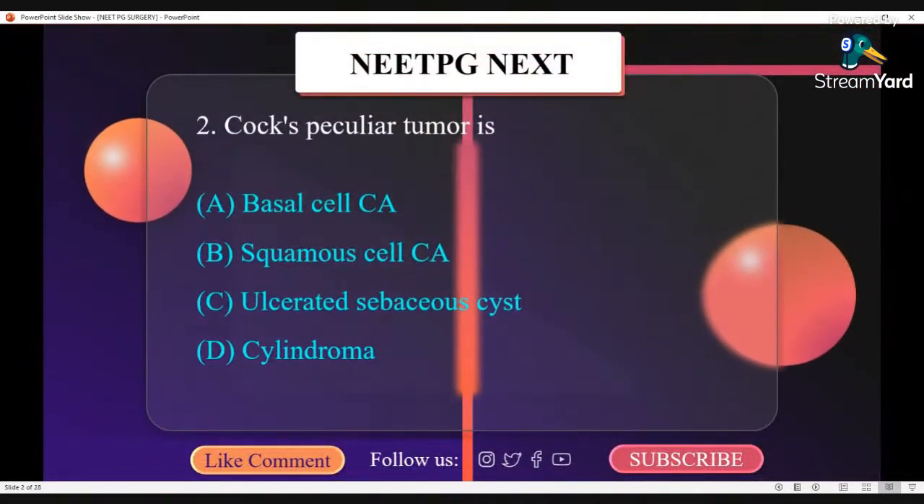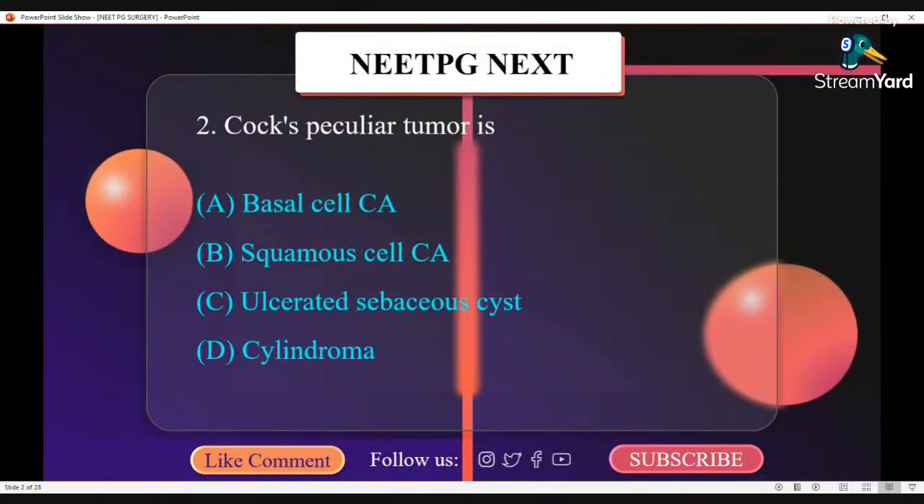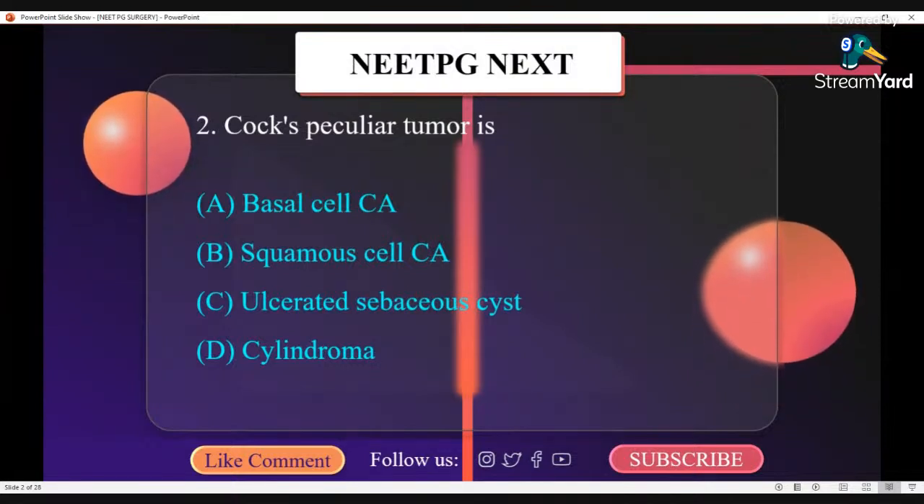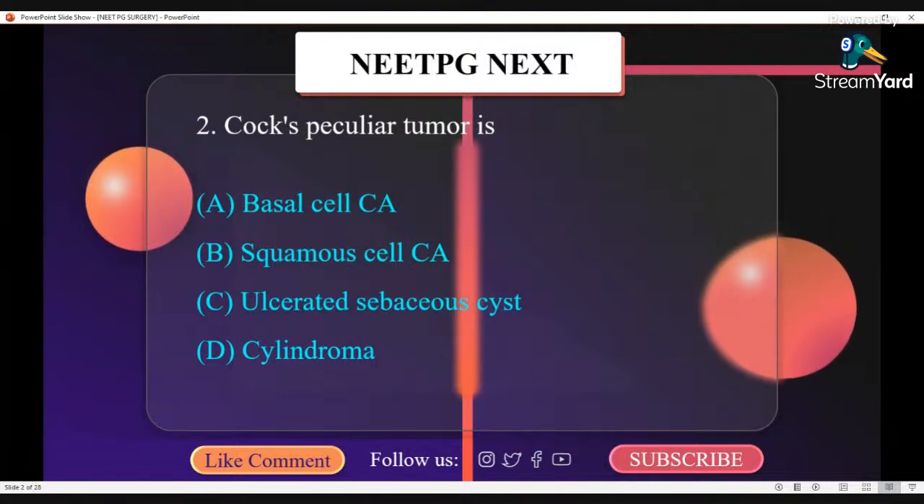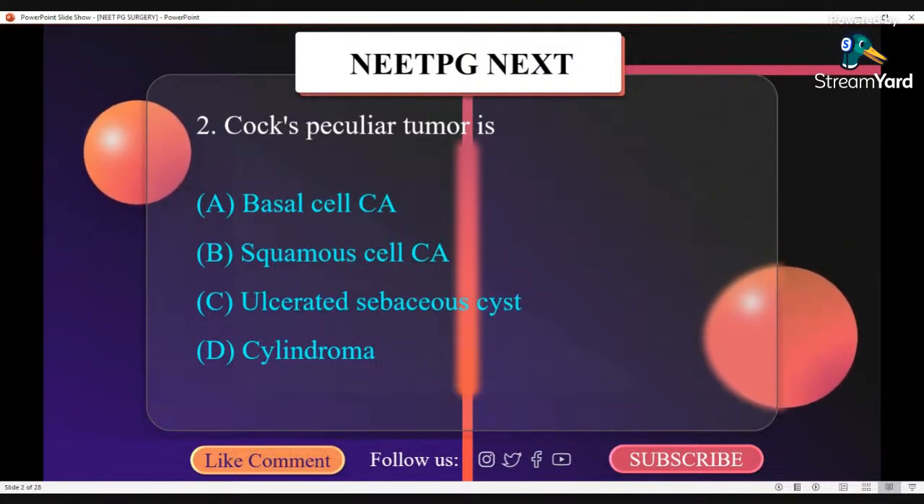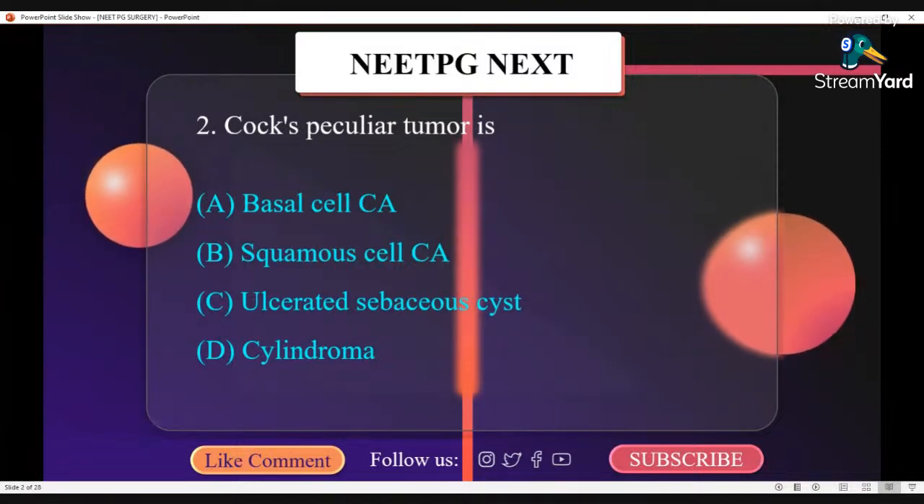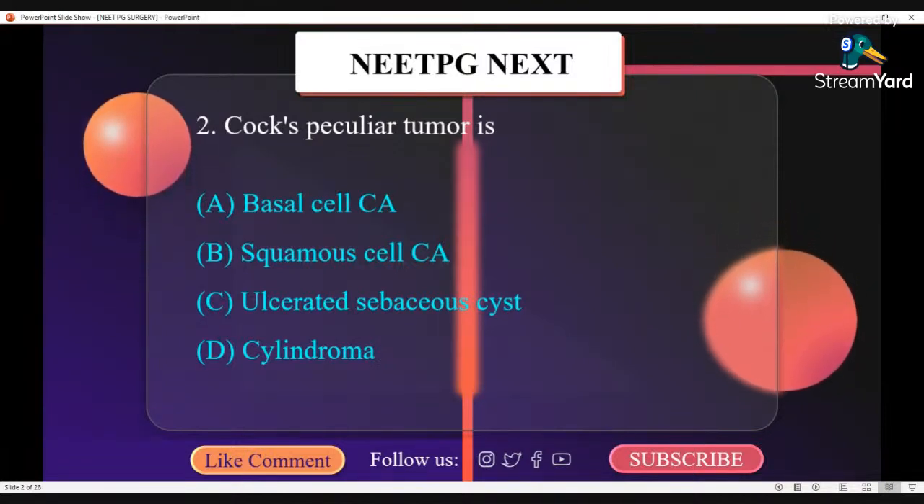Cox specular tumor is A. Basal cell carcinoma, B. Squamous cell carcinoma, C. Ulcerated sebaceous cyst, and D. Cylindroma.